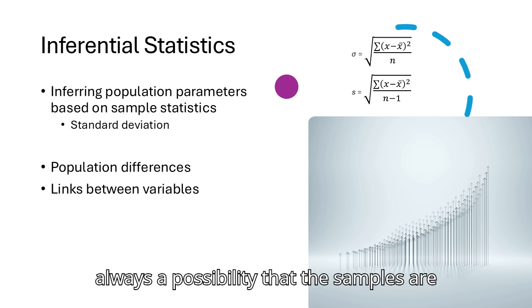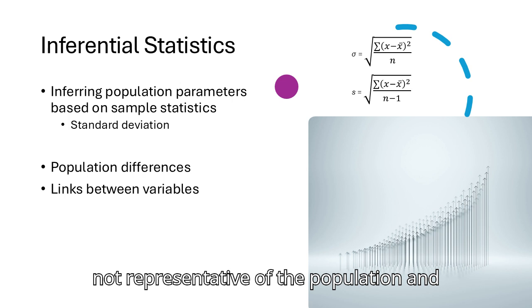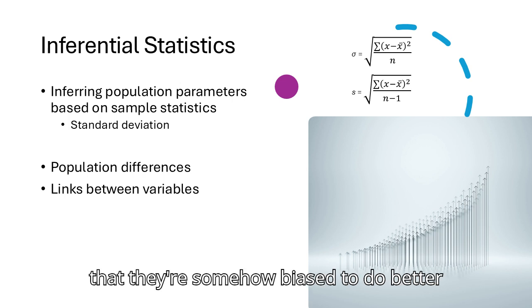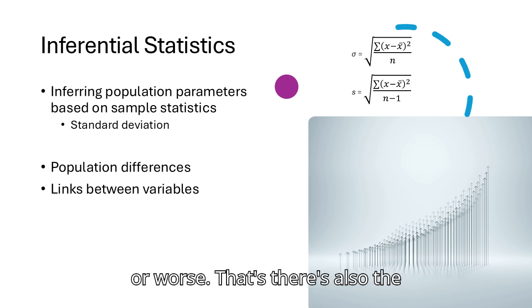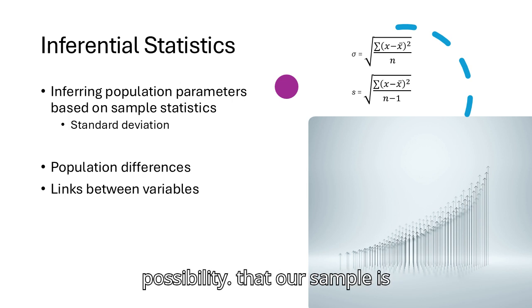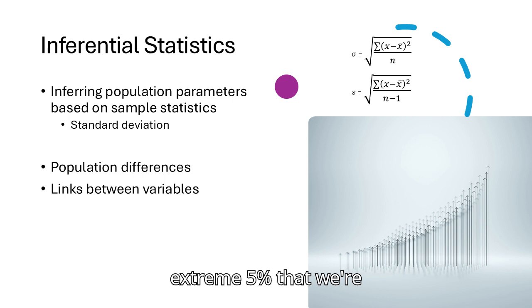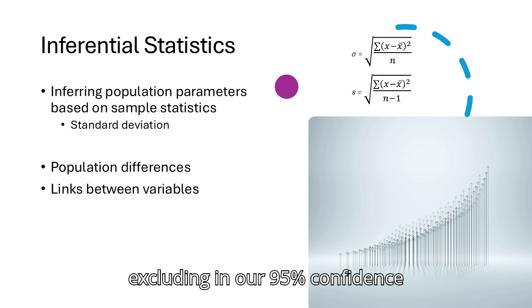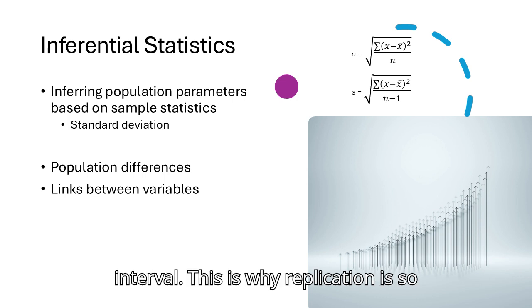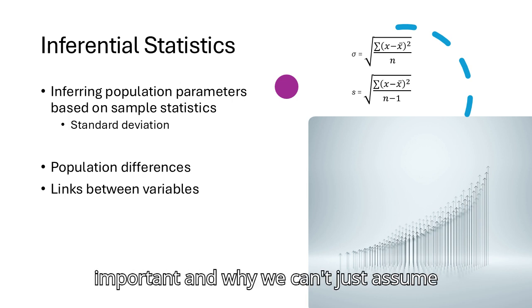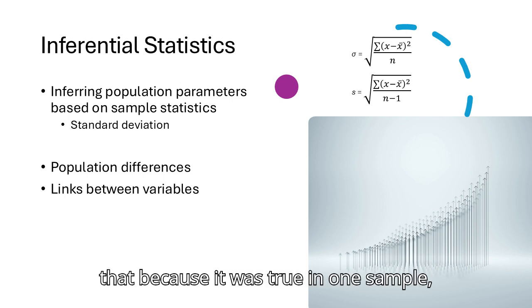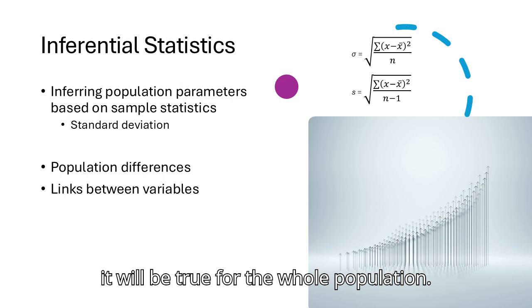Now, there's always a possibility that the samples are not representative of the population and that they're somehow biased to do better or worse. There's also the possibility that our sample is representative, but it's just in that extreme 5% that we're excluding in our 95% confidence interval. This is why replication is so important and why we can't just assume that because it was true in one sample, it will be true for the whole population.